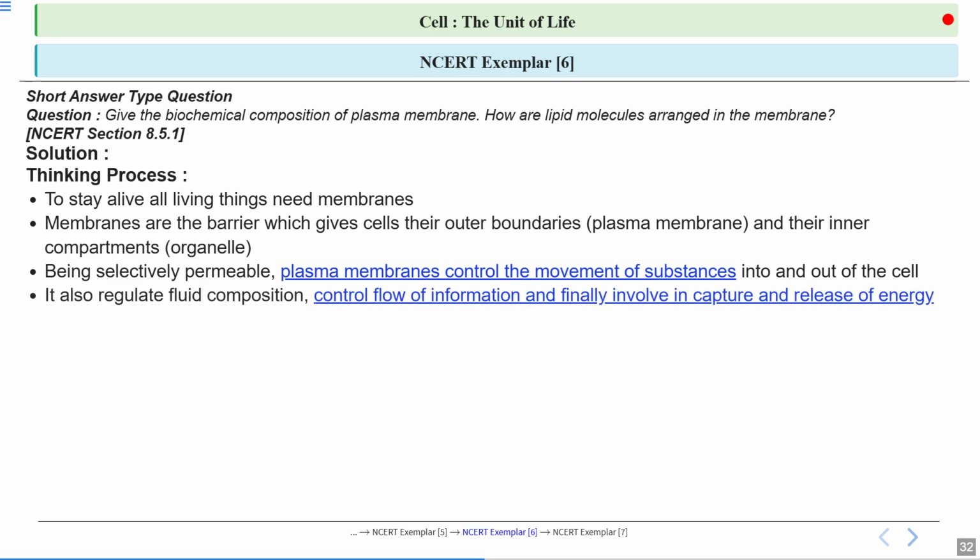So it also regulates fluid composition, controls flow of information, and finally is involved in the capture and release of energy.